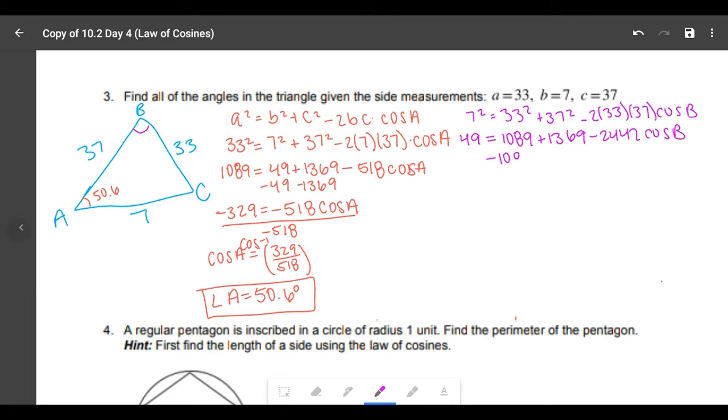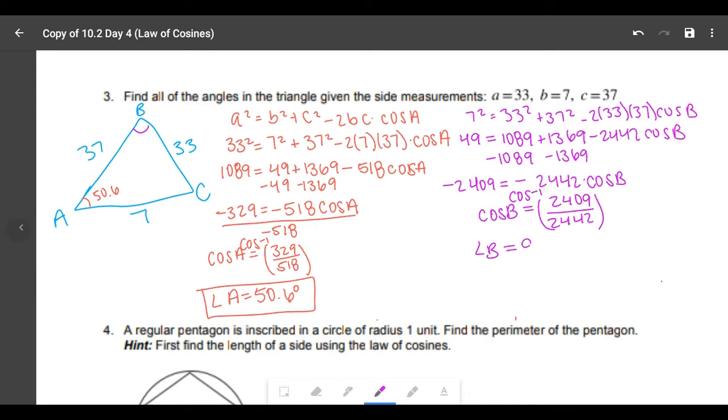If we subtract the 1089 and the 1369 from the right, we should get negative 2,409 is equal to negative 2,442 times the cosine of B. So then cosine of B equals 2,409 over 2,442. Again, now taking the arc cosine of that number, we get that angle B is approximately 4.9 degrees.